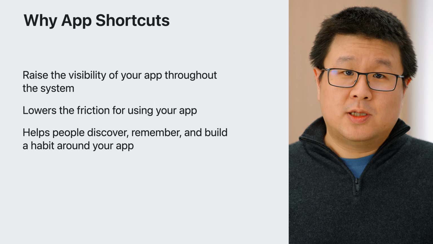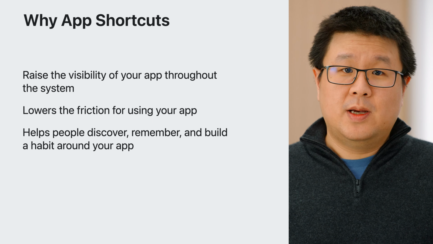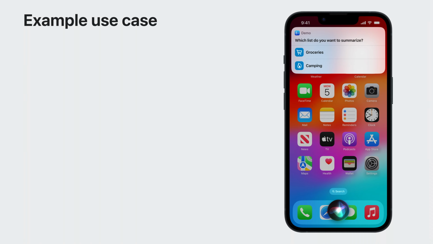With memorable app shortcuts targeting your app's most important features, you can help people discover, remember, and build a habit around using your app. For example, throughout this session, I'll be working with a hypothetical app called Demo for managing my to-do lists. I want to expose a new bit of functionality, summarizing my lists, to the system. This will let me get a quick idea of what's left to do, either via shortcuts or by asking Siri. This sort of quick and lightweight feature is perfect for app shortcuts. They let people get what they need from my app seamlessly and be on their way.